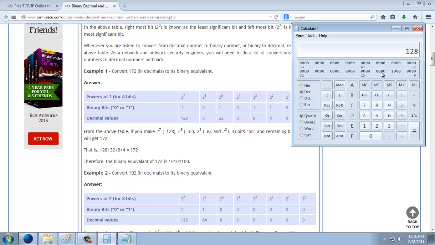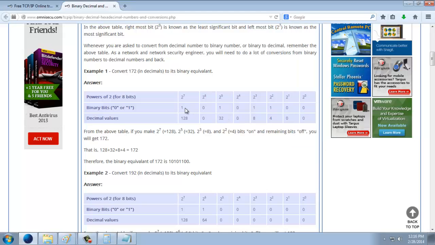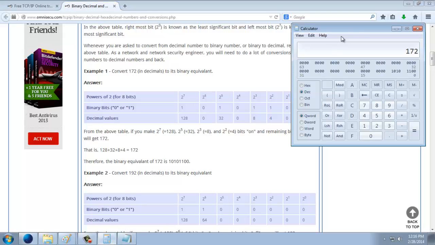128 plus 32 plus 8 plus 4 is 172. So we have to keep the bit of the 128th position, that is the 8th bit, as 1, the 6th bit as 1, the 4th bit as 1, and the 3rd bit as 1. All the remaining bits 0. We will get 172. So if you have a doubt, you can check it in the calculator also.